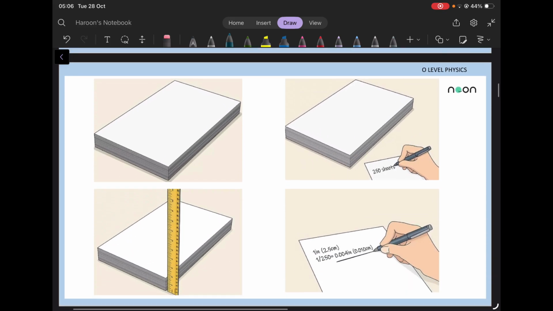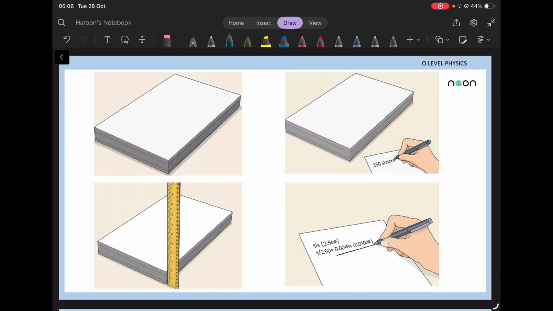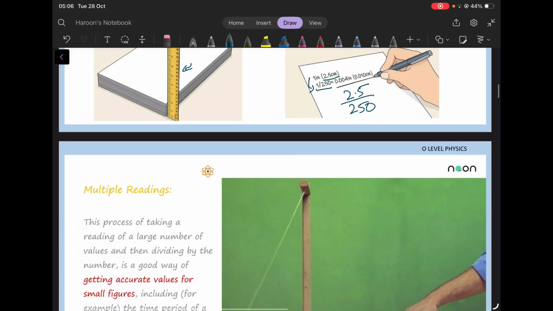So over here on this slide, you can see we want to measure the thickness of paper. So we can maybe take 250 sheets. You can take different numbers, for example, 200, 150. Over here we are taking 250 sheets. We use a meter rule, vernier caliper, or micrometer, depending on how many sheets we took. You measure that, and we got 2.5 centimeters, and then you just divide it by the number of sheets that you took. So you can see over here, this is inches, 1 inch. So in inches, 1 divided by 250, and in centimeters, it was 2.5 centimeters divided by 250. That would give you the final answer. So this is the multiple readings concept.